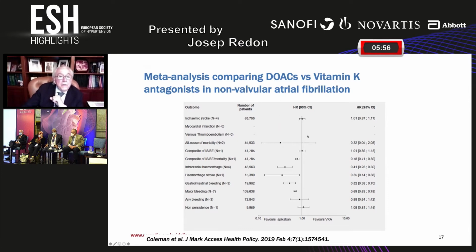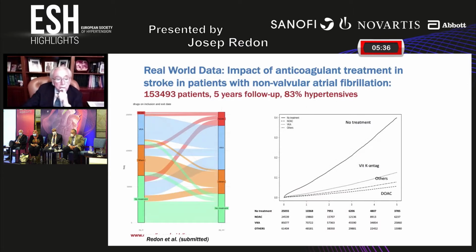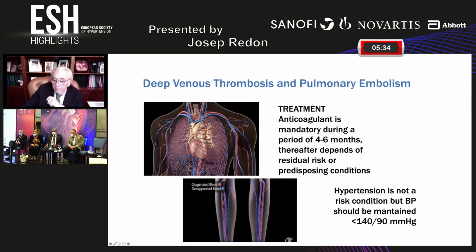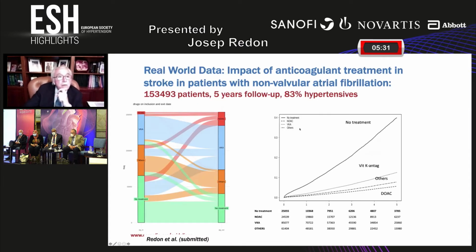In general, there is an advantage to the use of these DOACs in terms of reducing mainly hemorrhagic stroke and also gastrointestinal bleeding. But this is what you obtain in the trials. What about real life? These are data from our clinic: 153,000 patients with atrial fibrillation, followed for 5 years, and 83% of them were hypertensive. Therefore, you will see here what happened with the treatments.